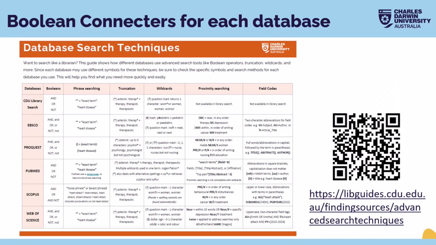On the Finding Sources guide, you'll see the database searching techniques in more detail. This will break down for you the different databases and the different Boolean connectors. It'll explain which connectors are used, and whether they are uppercase or lowercase. It'll also cover phrase searching, truncation, wildcards, proximity searches, so that's searching within a range of words, and field codes, for example, only searching a title or an abstract.